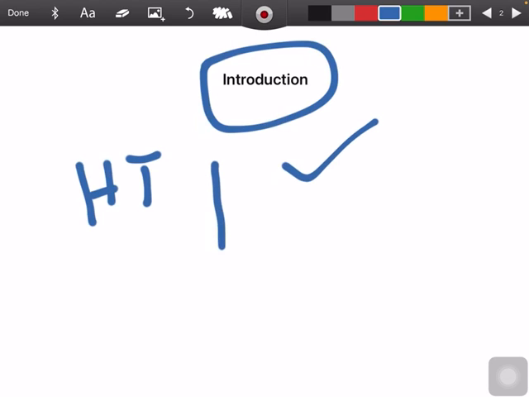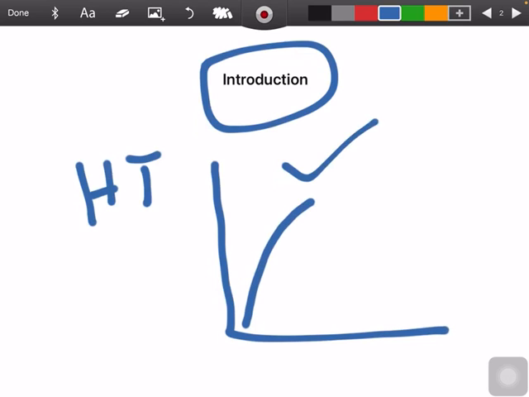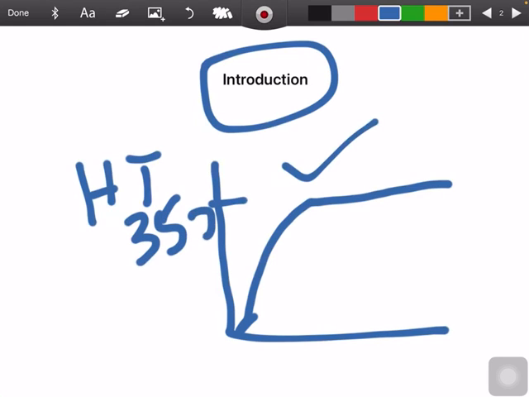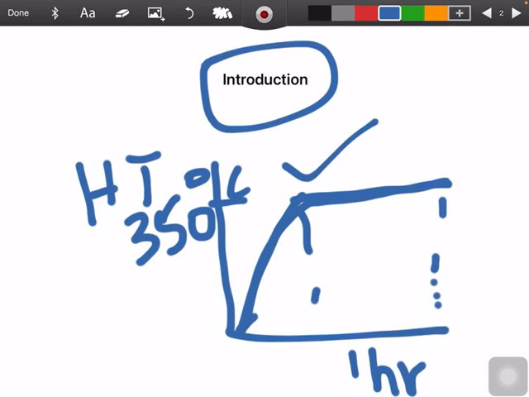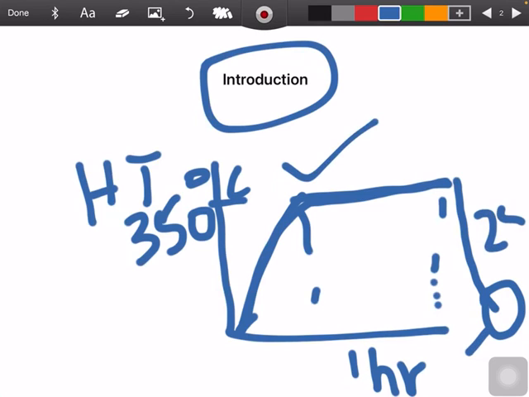First of all, I need to share with you a graph of the heat treatment cycle in which we heat a material, and we soak it at a certain temperature, for example 350 or 400 degrees centigrade. We heat the material here, and then we keep it for a certain period of time, for example 1 hour. It depends upon the thickness of the material, and then we cool it to normal temperature, that is 25 degrees centigrade room temperature.